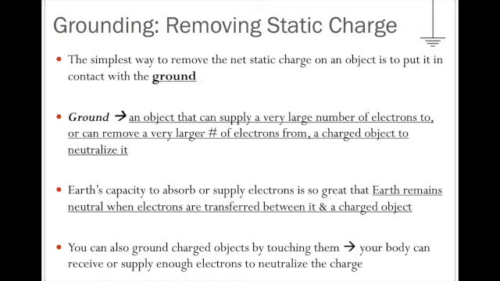So what is ground? An object that can supply a very large number of electrons to, or remove a very large number of electrons from, a charged object to neutralize it. That's what the ground basically is. It doesn't have to be ground per se, but that's what it is. Whenever you touch something to the ground, it's connected to the earth. The earth has so many electrons that it can supply or take them without really changing its net charge. So the earth is going to be neutral all the time, no matter what happens.